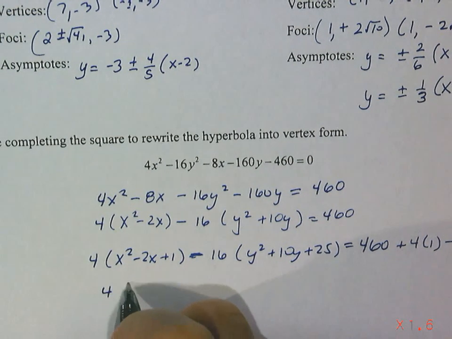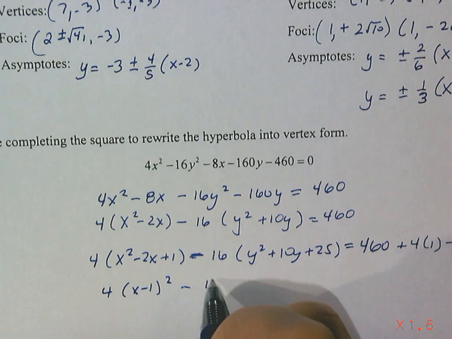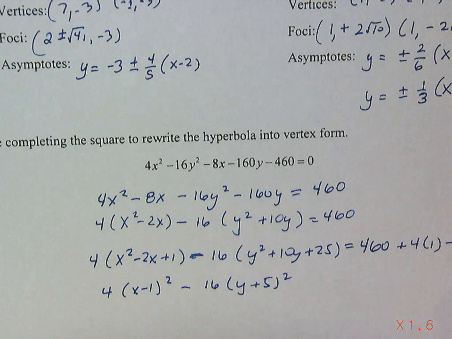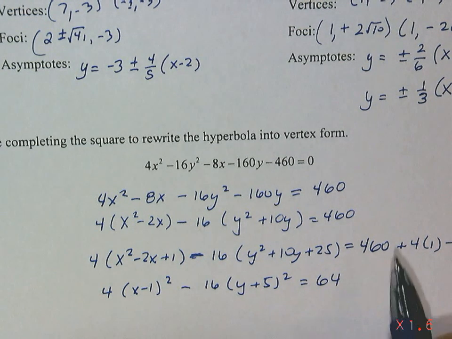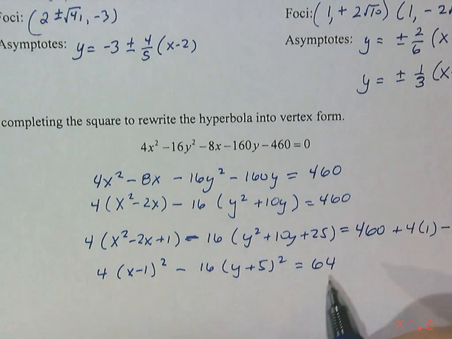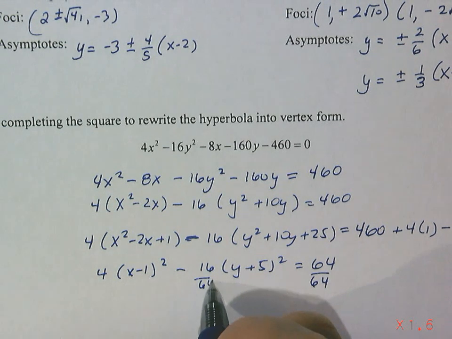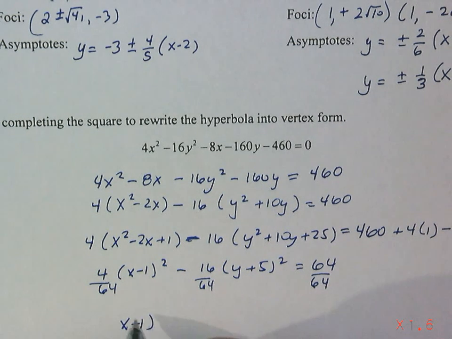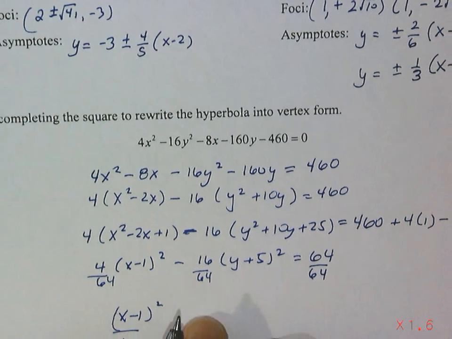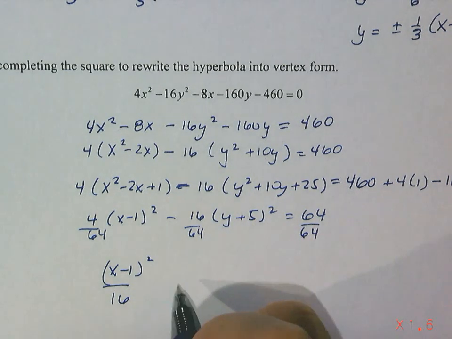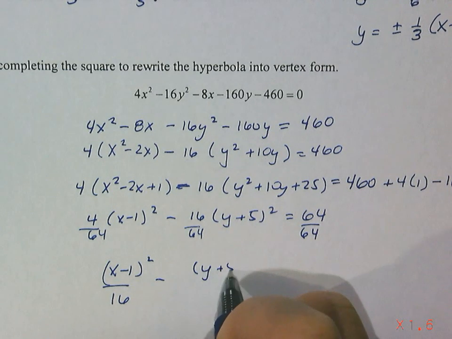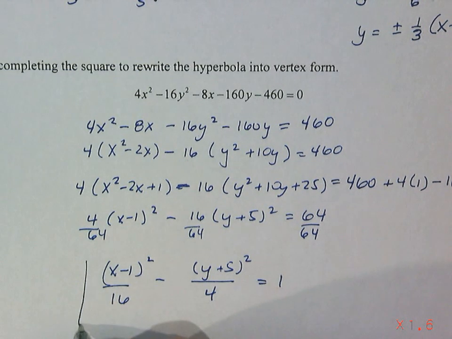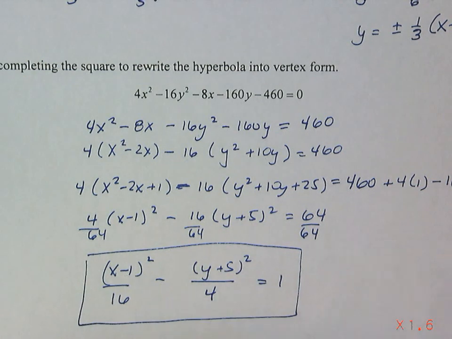Factor the left-hand side. When I combine all these numbers here, I get 64. I want this to equal 1, so I'm going to divide by 64. When I reduce this, I get x minus 1 squared over 16 minus y plus 5 squared over 4 equals 1. And there I have my hyperbola.